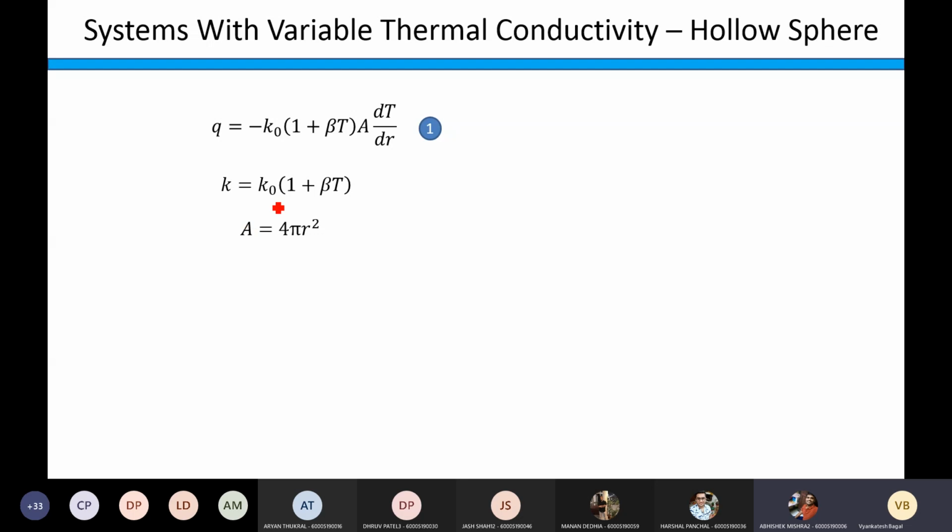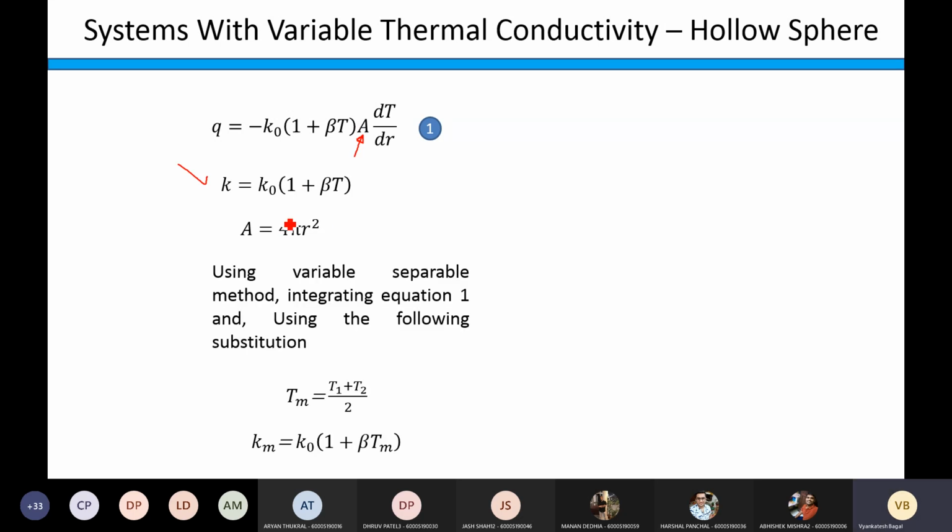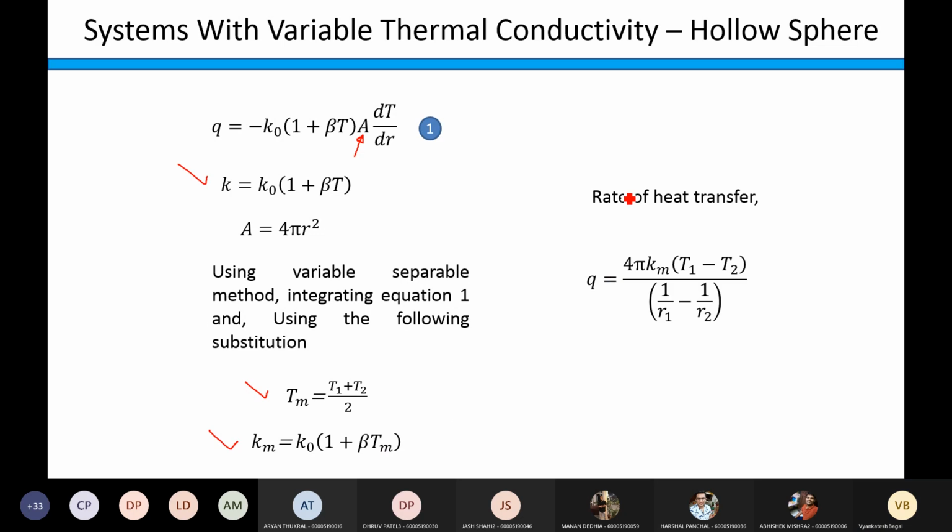So same expression, Q is minus K naught (1 plus beta T) A dT by dr. Now here, this K is same, whereas this A, the area for sphere, the surface area of the sphere is 4 pi r square. So this A should be replaced by 4 pi r square. Again, the same procedure, use the variable separable method, use these two substitutions, that Tm is (T1 plus T2) by 2 and Km is K naught (1 plus beta Tm). You will get this expression for the rate of heat transfer.